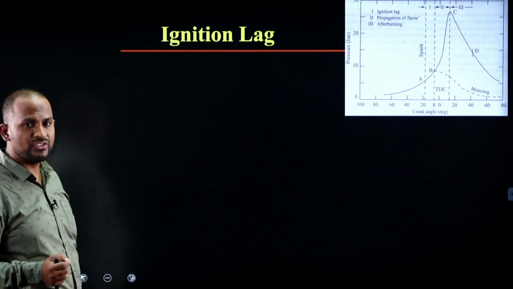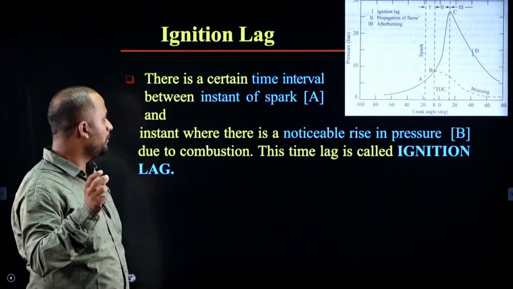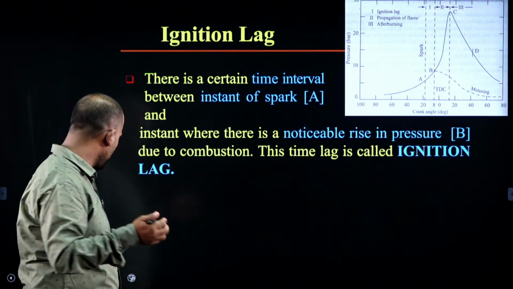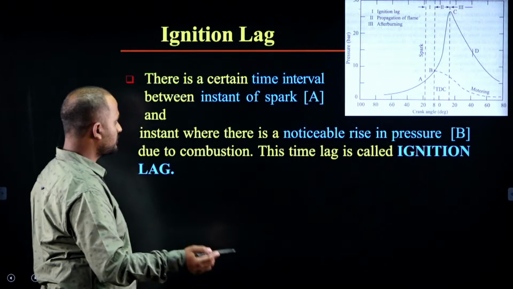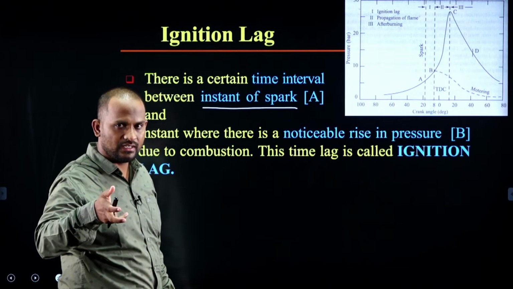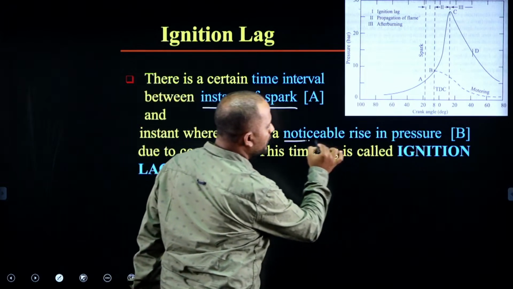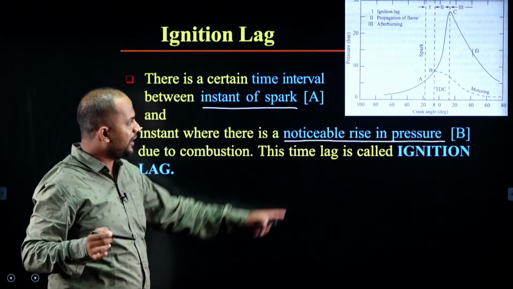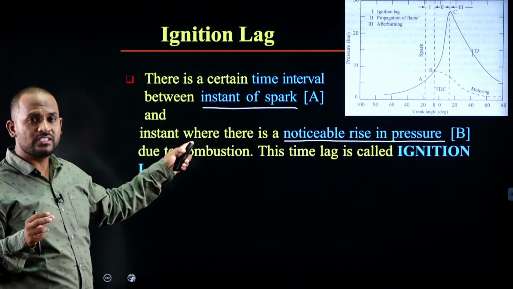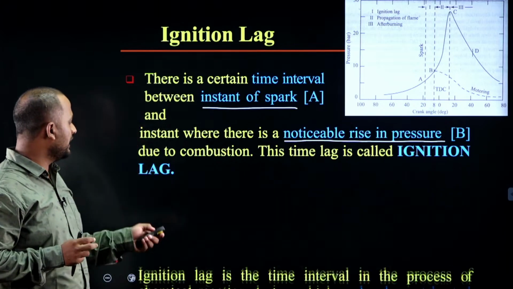Now let us see in detail what happens in each stage. Let us start with the ignition lag. What is meant by ignition lag? It is the time interval between the initiation of spark and the start of combustion. When the combustion starts, we can see a small, noticeable rise in the pressure at point B. So it is the time period between the instant of spark initiation and the noticeable rise of pressure, that is called ignition lag.